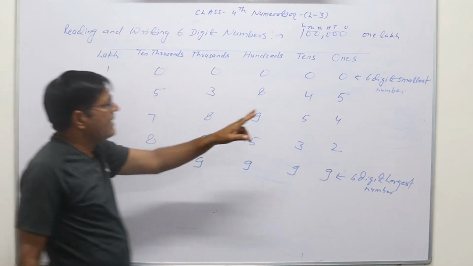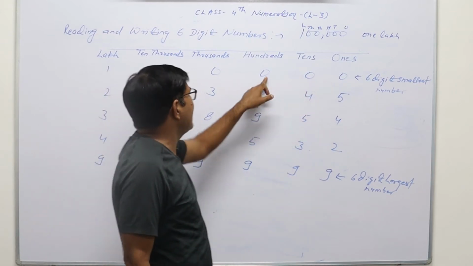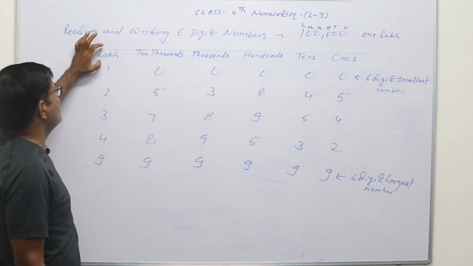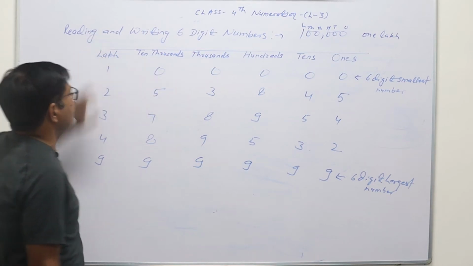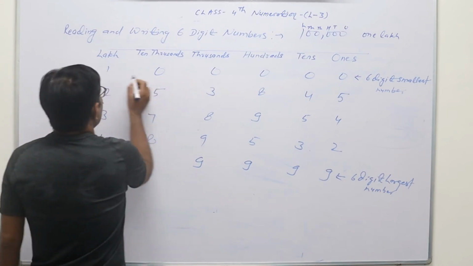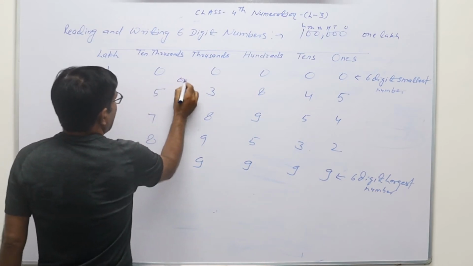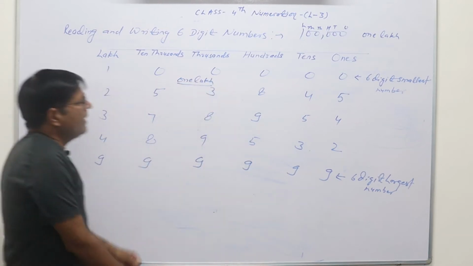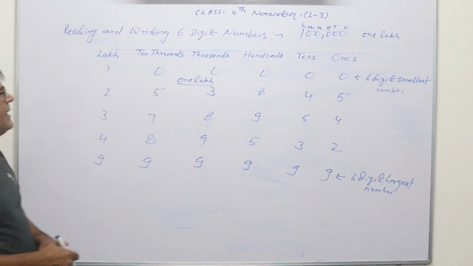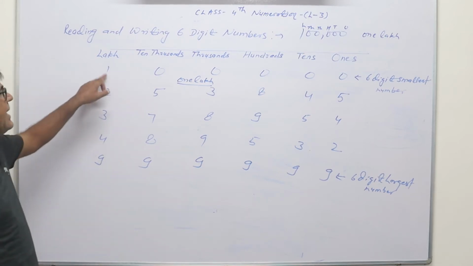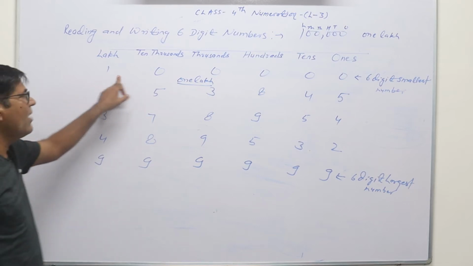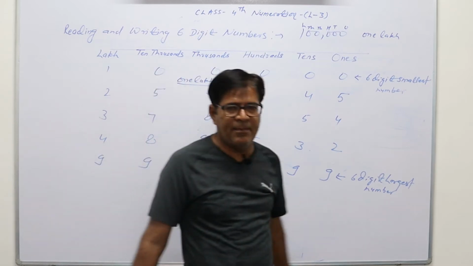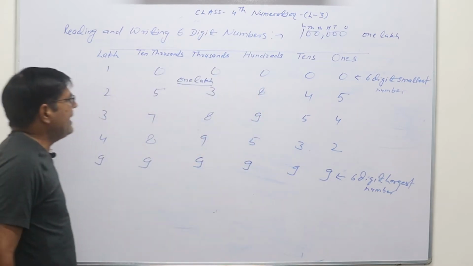If the digits at the places of ones, tens, 100, 1000, 10,000 are 0 and at the place of lakh is 1, then it is read out as 1 lakh. So the number 1 lakh has 5 digits as 0 and at the lakh place the digit is 1. So 1 lakh is the smallest 6-digit number. Now we will take some examples.